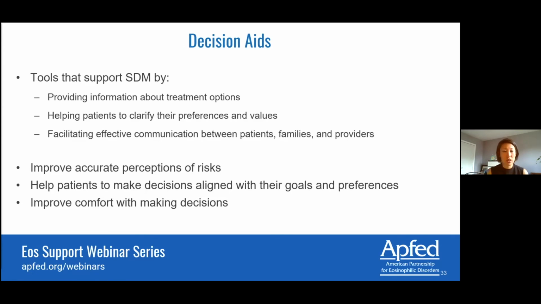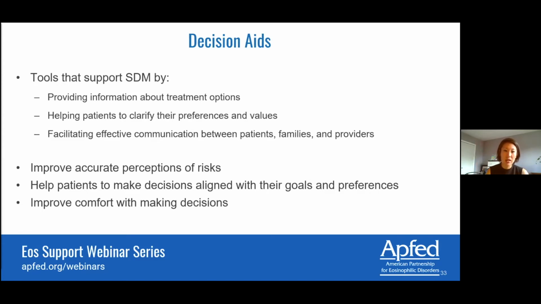Decision aid tools are tools that support shared decision-making. They provide information about treatments, usually have some sort of exercise to help patients clarify, okay, these are my preferences, these are my values, by laying out all the options, and also facilitate effective communication between patients, families, and doctors. Sometimes that might look like a pamphlet, maybe even a list of questions on how to prepare yourself for the visit, or forcing you to do a pros and cons list, to weigh out what you think is important.